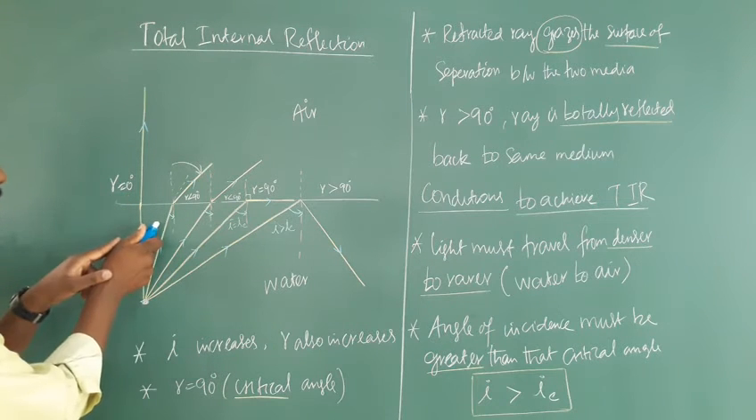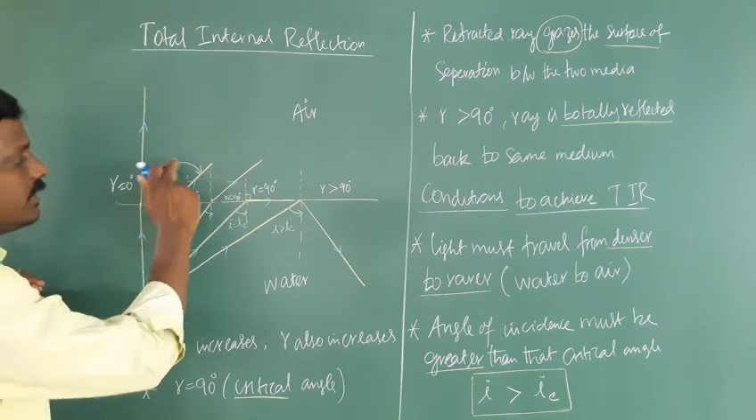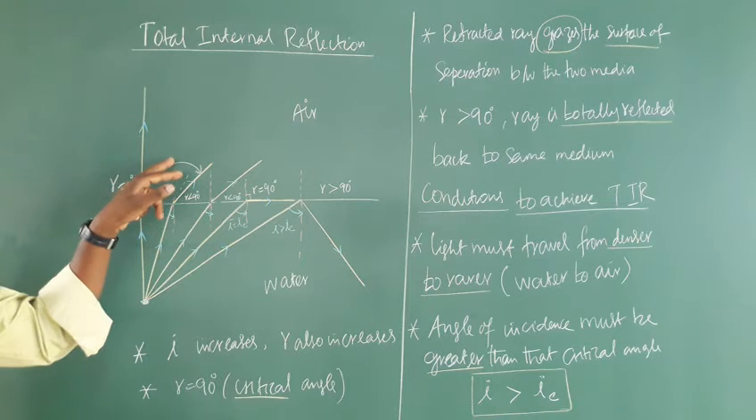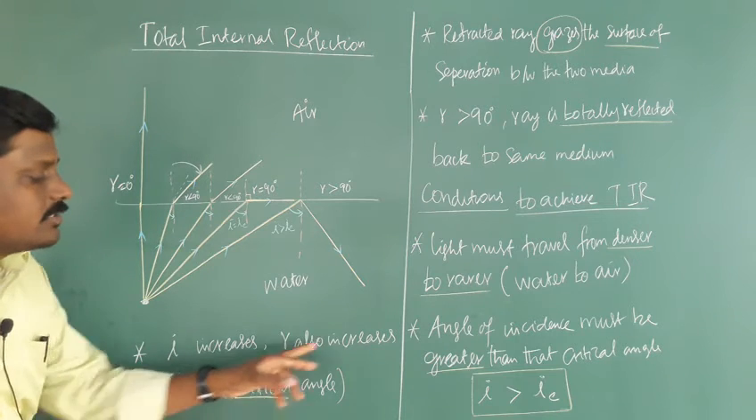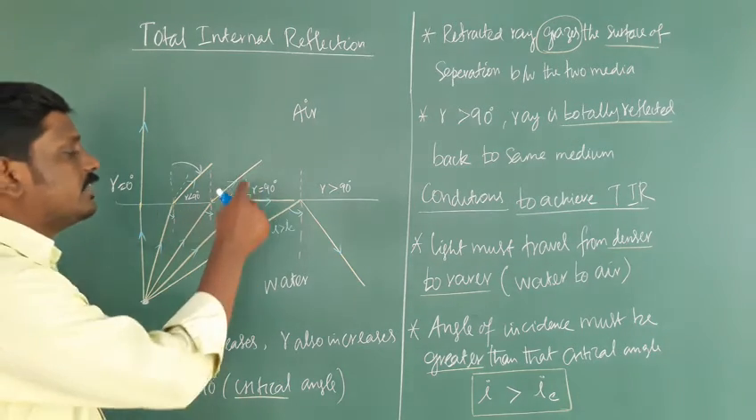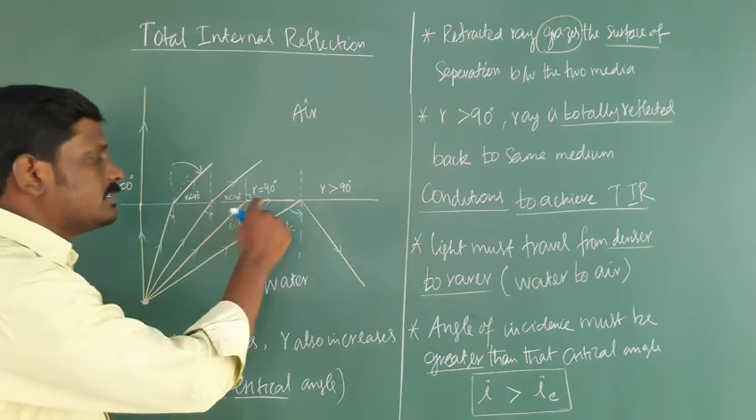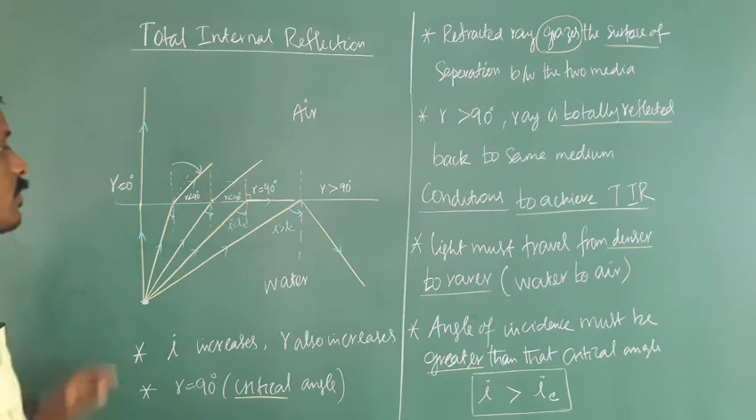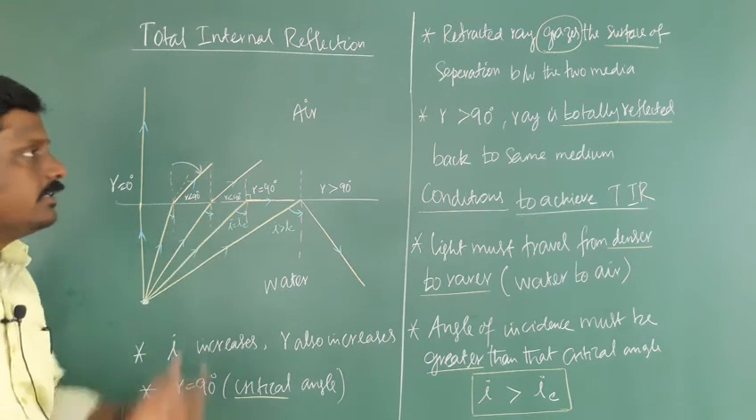Now I am increasing the angle of incidence, so the refracted ray is deviated away from the normal; as the angle of incidence increases, the angle of refraction also increases. At one point the angle of refraction is 90 degrees, so the refracted ray grazes the surface of the interface. At this point, that is the critical angle, so i is equal to ic.